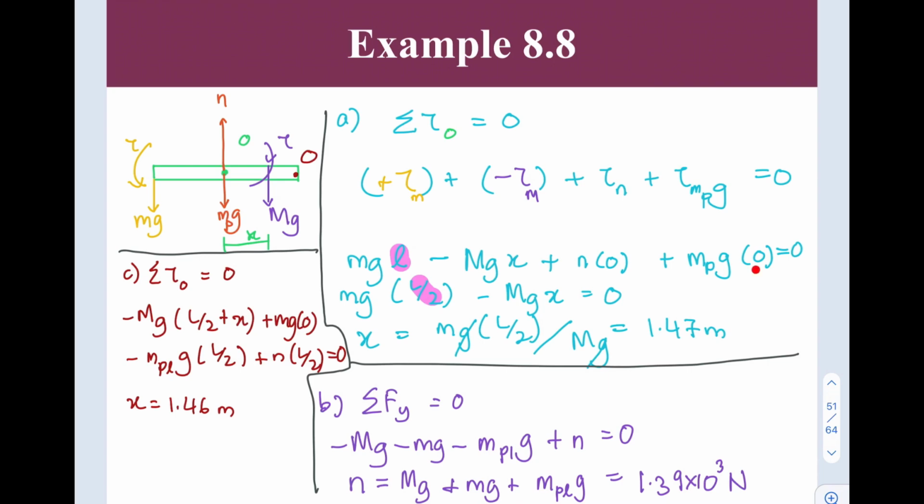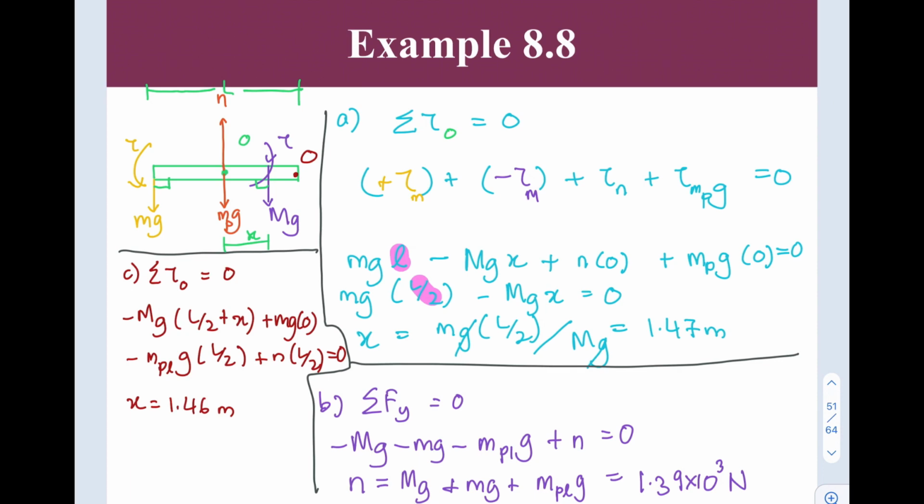The same goes for the weight of the plank. So mass of the plank times g, but there is no sine theta, it's sine 90 actually, because it's already perpendicular. So we are left with mg times L over 2, where L is actually the whole length of the plank, then minus the mass of the man times g times x, equivalent to 0. So from here we're going to solve for x, where we get 1.47 meter from the point O.